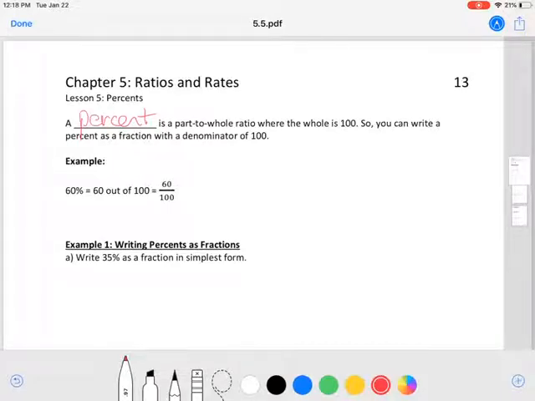So for instance, say we have 60%. How do we write that as a fraction? Since we know the whole is going to be 100, we put 100 as our denominator. This is our whole. And then our part is this 60. So this is how we write percents as a fraction. Whatever the percentage is, that is our part, and it will always be out of the whole, which is 100.